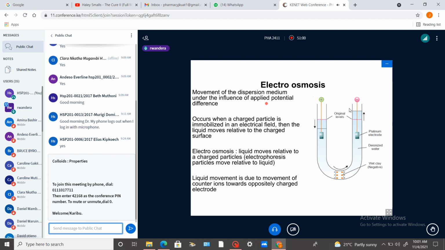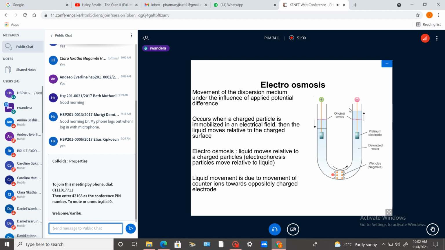There's a liquid that moves relative to the particles under an applied potential difference. So in this case, you'll have to immobilize your particles. So you have a plug of your colloid, your negatively charged colloid. Remember, when your colloid is negatively charged, the particle surface is negatively charged, it will attract positively charged counter ions, to balance the charge in the colloidal system so that it's electrically neutral.